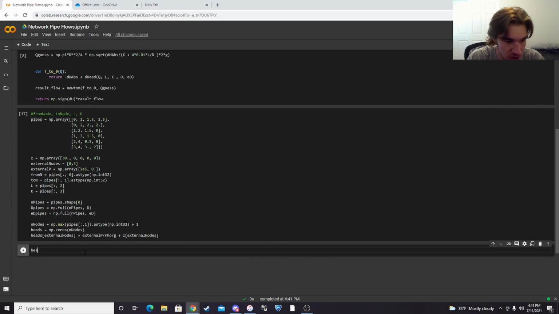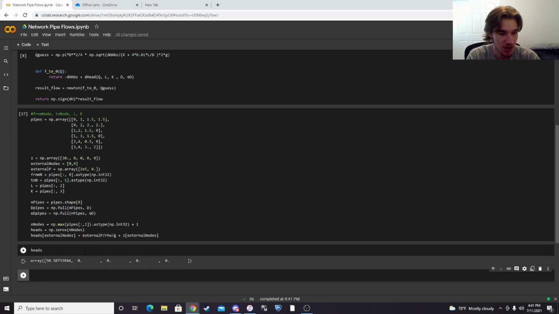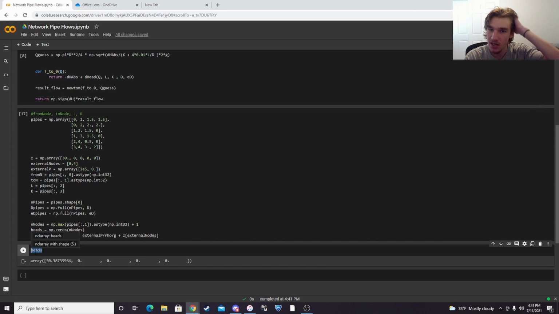Once we have that, we can go ahead and type heads to see what our values are. Obviously, all of these are going to be 0 because the pressure at node 4 is 0, as well as the altitude. But you see this is 50, which is the only one that was supposed to change. And we haven't touched the internal nodes yet. So we will be doing that in just a little bit.